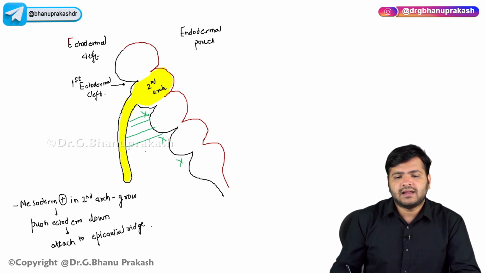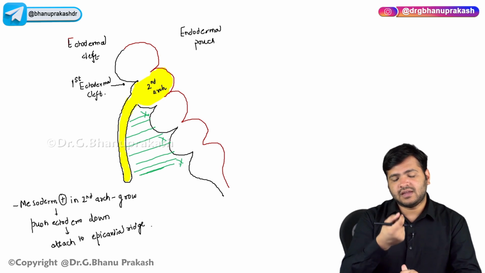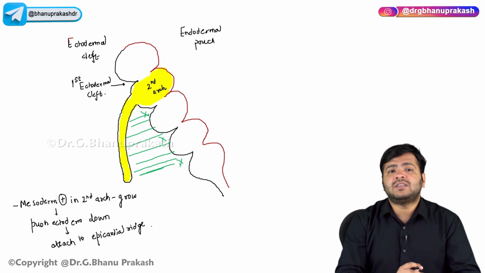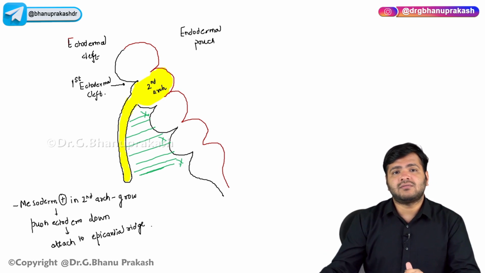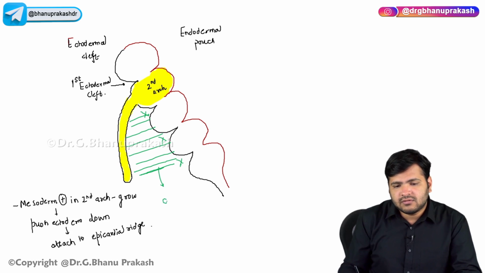So yes, the area in between the ectodermal cleft and this, the first ectodermal cleft which is growing like this, the area between this, it is called the cervical sinus, right? It is called the cervical sinus.